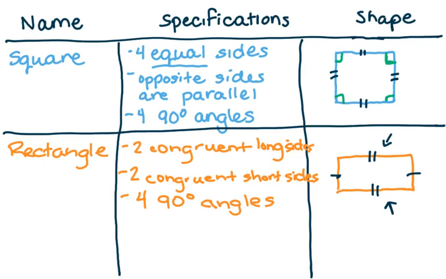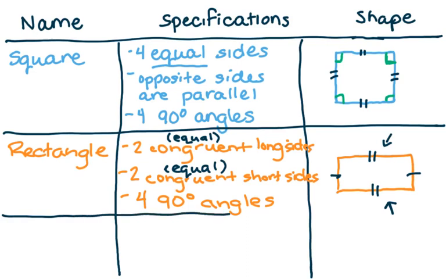You have two equal longer sides. I'll write the word equal right here in case somebody forgets what congruent means. Two equal parallel long sides, two equal short sides that are also parallel. That means equal. Okay, the next one we're going to look at is, well, if I can get my pen to work, a trapezoid.